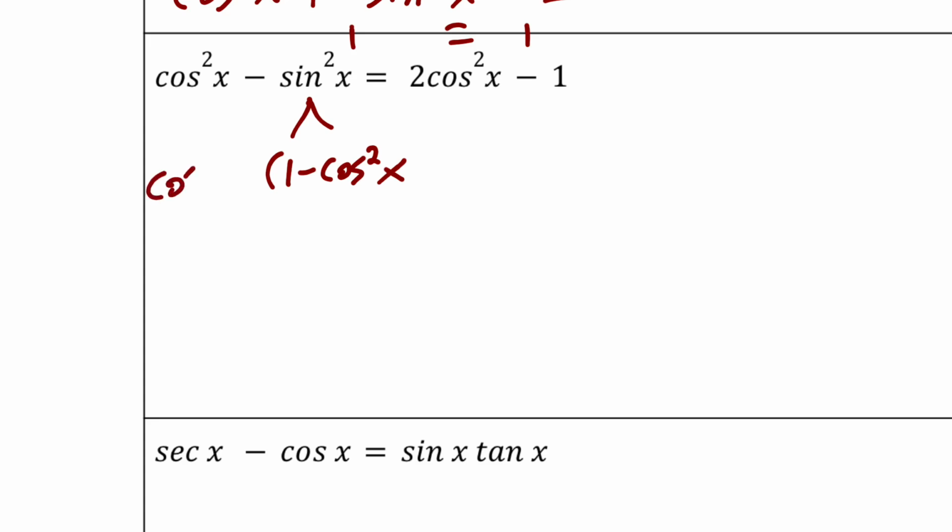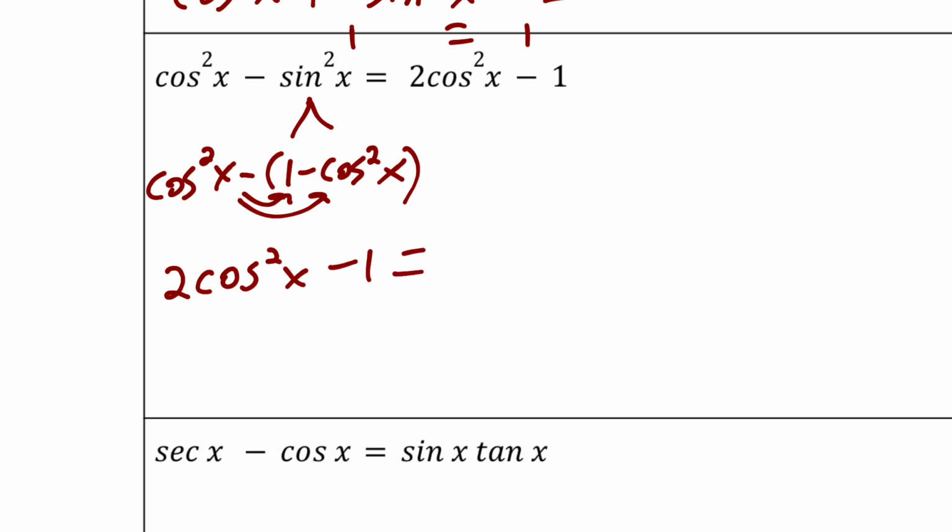Here we're going to replace sine squared x with 1 minus cosine squared x from the trig identity. So we have cosine squared x minus 1 minus cosine squared x is equal to everything on the right. And what happens here is that we can add these because the negative is distributed, so it ends up being 2 cosine squared x minus 1 is equal to whatever's on the right, which is 2 cosine squared x minus 1. Look at that, we're done.